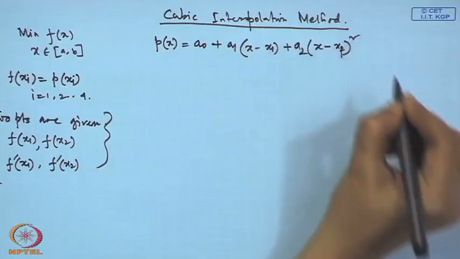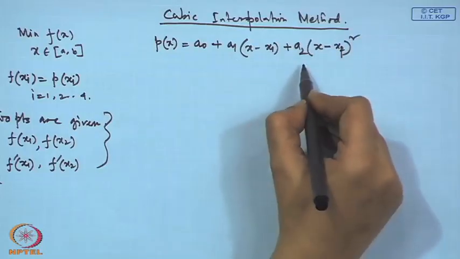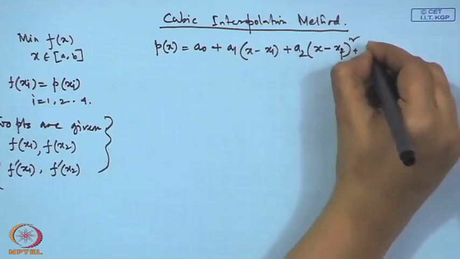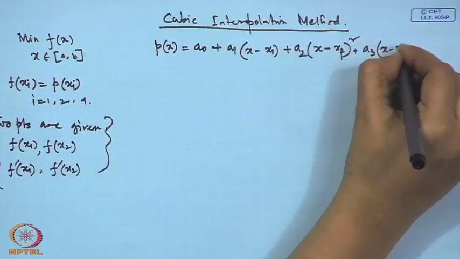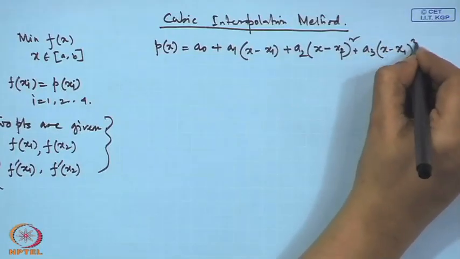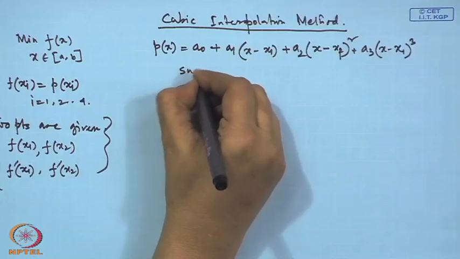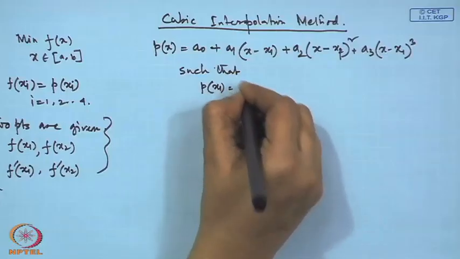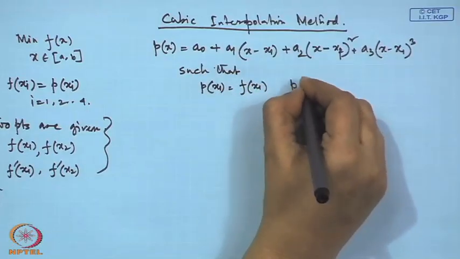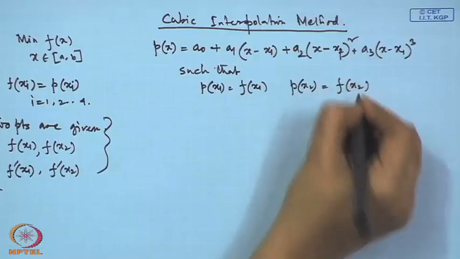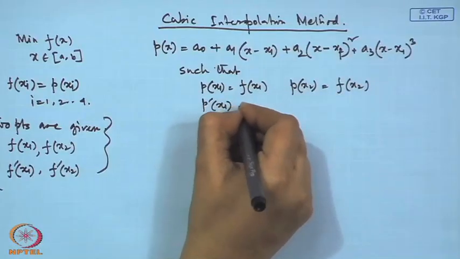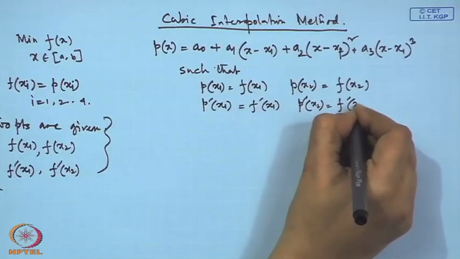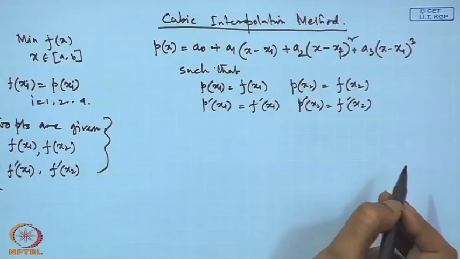Again, we can approximate this polynomial as a0 plus a1 x plus a2 x square plus a3 x cube. That is also quite possible, but here I am taking another way so that I will get a nice and quick result, in such a way that P(x1) is equal to F(x1), P(x2) is equal to F(x2), P prime x1 is equal to F prime x1 and P prime x2 is equal to F prime x2. Then we will have 4 equations and 4 unknowns.